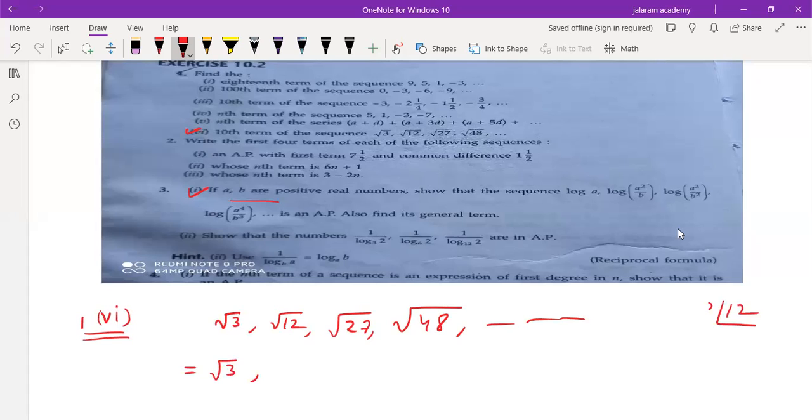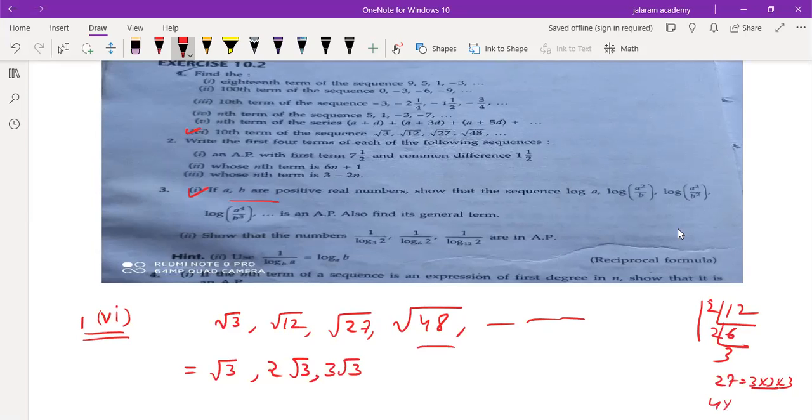Factorize 12. 2 6s are 12, 2 3s are 6. 2 is in pair. So we write 2 root 3. Find the factors of 27. 3 into 3 into 3. 3 is in pair. So it is 3 root 3.